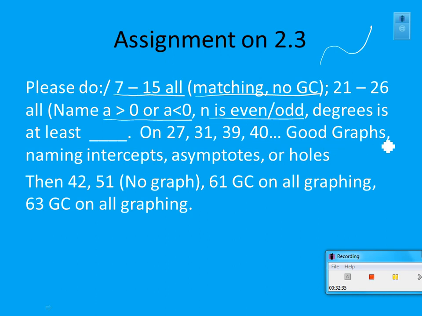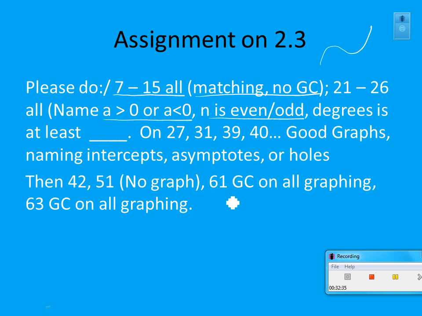So do your note card graphs. I got graph paper if you need some. I hope to remember to leave some with the sub. Name the intercepts, the asymptotes, or any holes. So make those good graphs. And then on 42, there's a problem there I don't think you'll have much problems with. On 51 and 61, they have you going through and doing some things. If it says graph, that'll just be done on your graphing calculator. Those will make sense once you get to there.